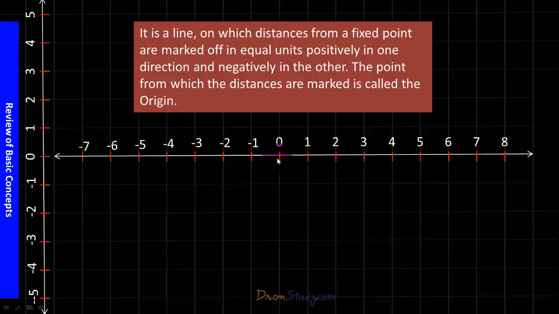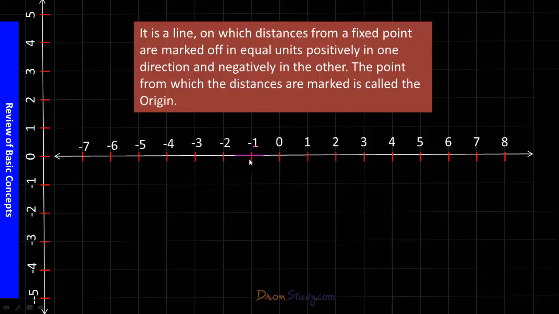From this point to the right hand side at equal distances, positive numbers are written 1, 2, 3, 4, 5, 6 and so on. And to the left hand side of the 0, the negative numbers are written as -1, -2, -3, -4, -5, -6 and so on. And the distance between the two successive numbers will be the same. It will be 1 unit length.